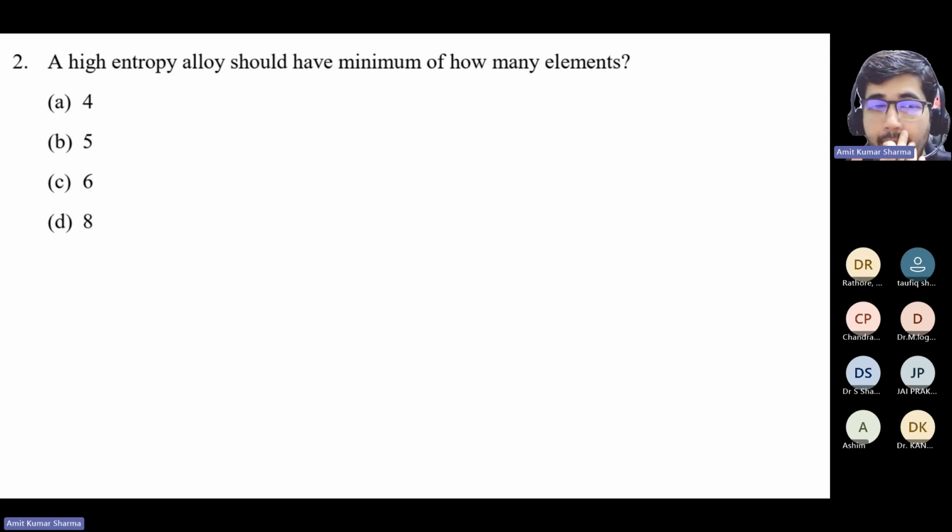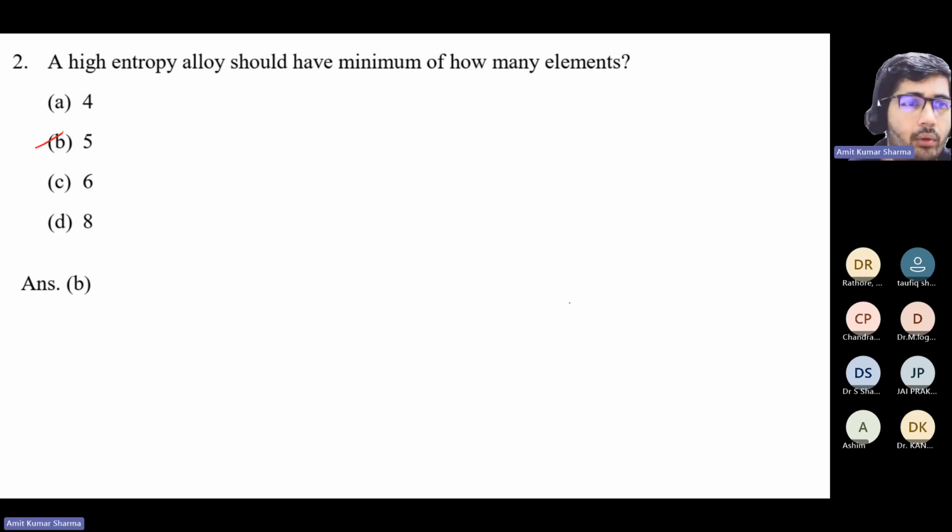So we have one answer, option B. Anybody else? Okay. So the correct answer is option B, 5. So for high entropy alloy, there should be minimum 5 elements.